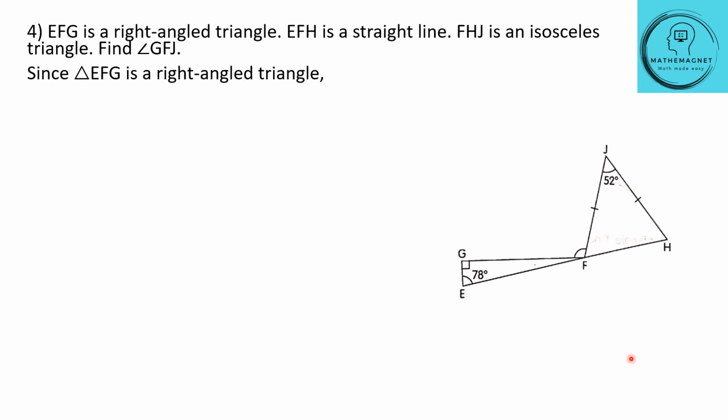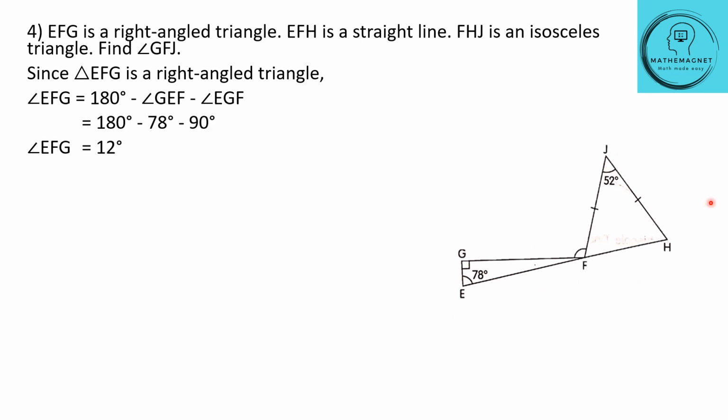Since triangle EFG is a right angle triangle, angle EFG will be equal to 180 minus GEF minus EGF. We know EGF is 90 degrees and GEF is equal to 78 degrees. So the third unknown angle will be 180 minus 78 minus 90, which is equal to 12 degrees. So EFG is equal to 12 degrees.